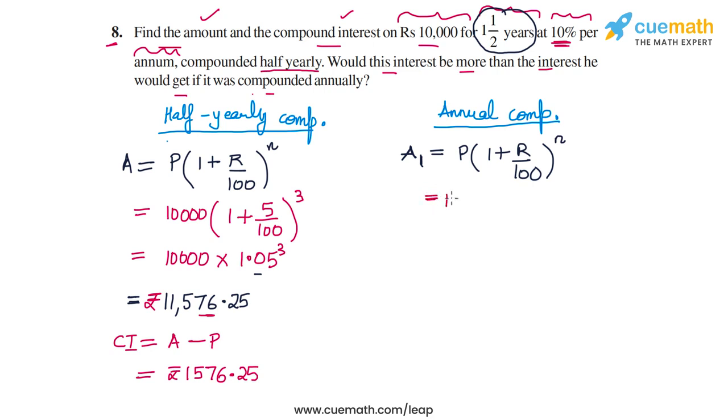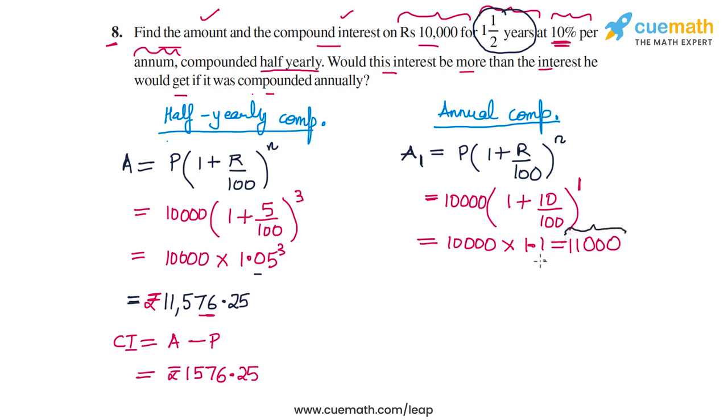So we will get 10,000 as the principal, but the rate of interest will be 10 this time because compounding is happening annually. So 10 by 100, and we are first calculating the amount after 1 year. So n will be 1. So this is what we get. 10,000 into 1 plus 10 by 100 is 1.1. So this is equal to 11,000. So after 1 year, the amount will be 11,000. Now we can use this amount 11,000 as the new principal to calculate the total amount after 1.5 years.